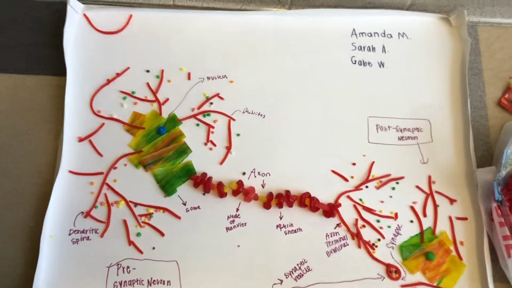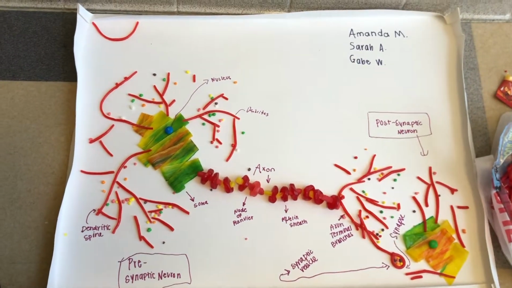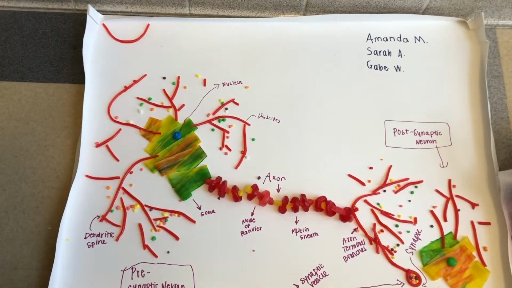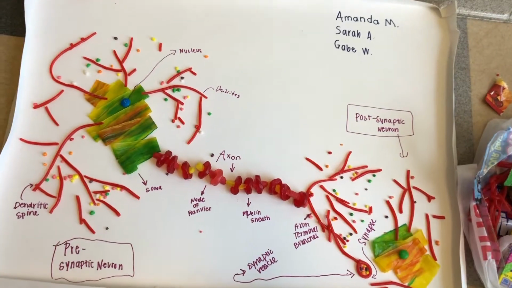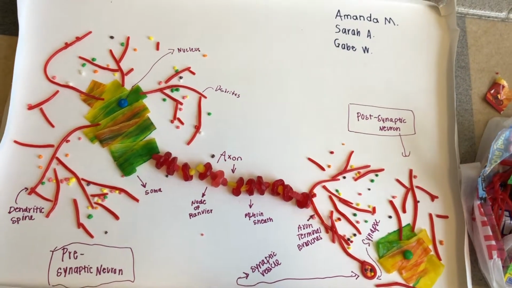Once the axon has depolarized a sufficient amount, a point called the threshold is reached, which is around negative 55 mV. The threshold is needed for the signal to fire. This is called the all or nothing principle.